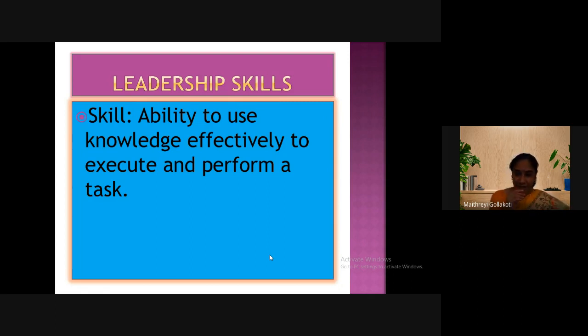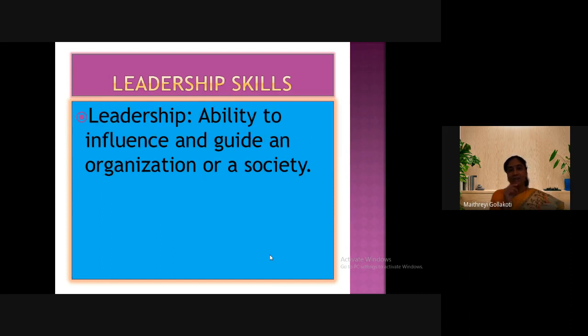Now, whenever there is a task, many people just do it, isn't it? But some people do it better. Why do they do it better? Because they have skill. So, the ability to do something in a better way, to execute something in the optimum way, is called skill. So, that is skill. Now, let us try to understand what is leadership.